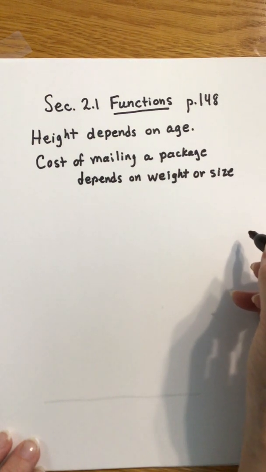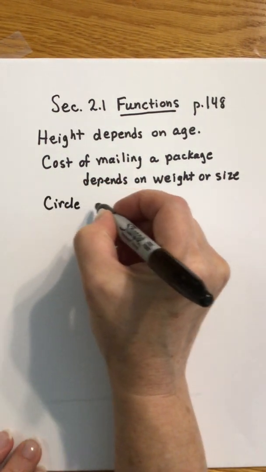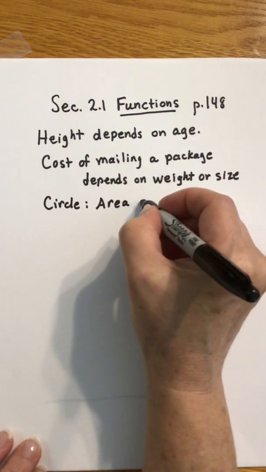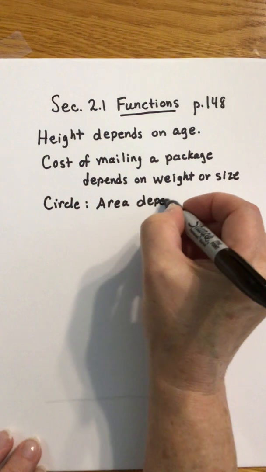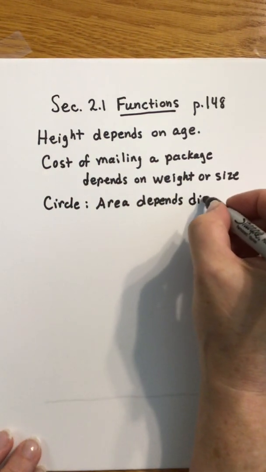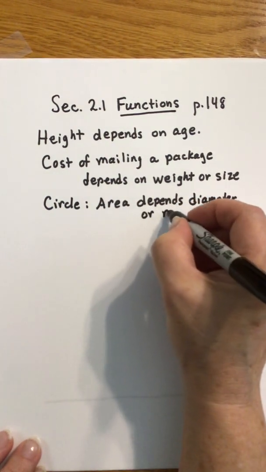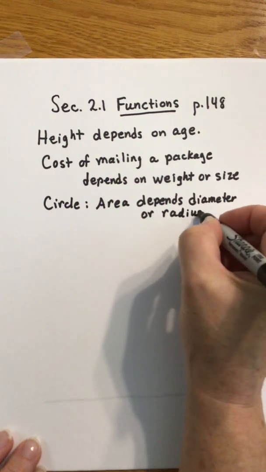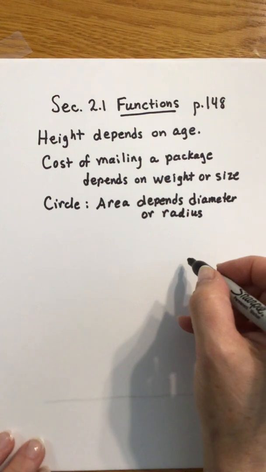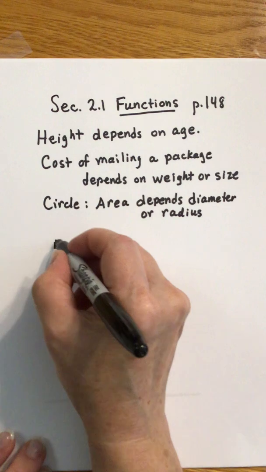If you're looking at something physical like a circle, if you're looking for the area of a circle, it depends upon what? It depends upon the diameter or the radius. So again, we've got two things that depend upon each other. So this relationship between two quantities is called a function.